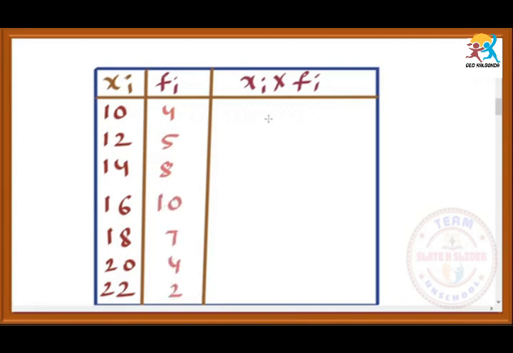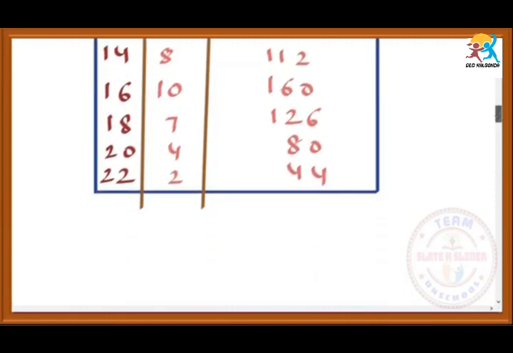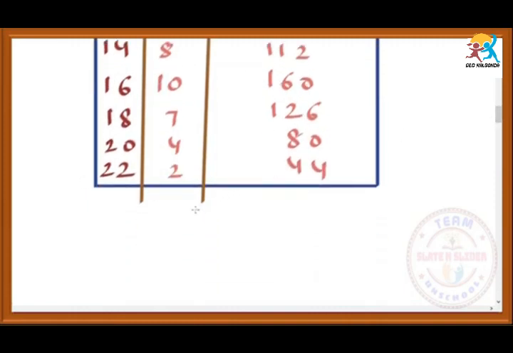In this method, no need to find the deviation. Just multiply 10 into 4, that is 40, and 12 into 5, 60, 14 into 8, 112, and this is 160. Just multiplying. This is 126, this is 80, this is 44. So after that, we have to find sigma fi xi. So then sigma fi xi is equal to, add all these. So we get the value of 622. And here also we have to add the frequencies, that is sigma fi, that is equal to 40.